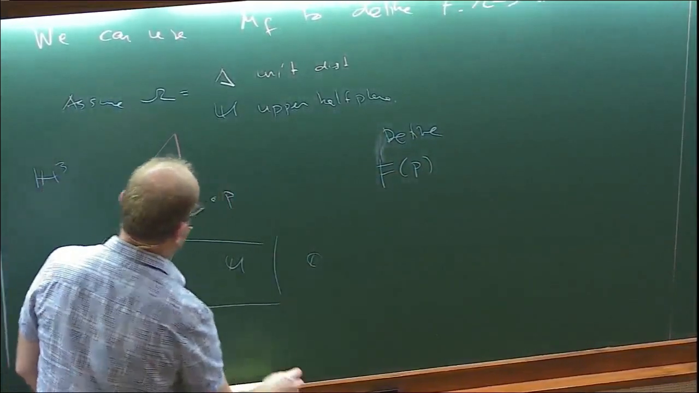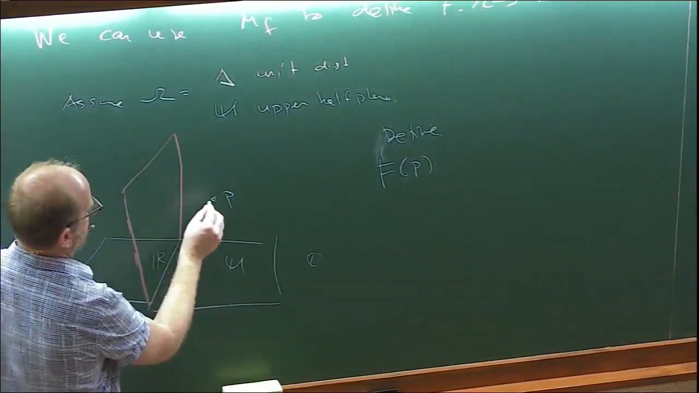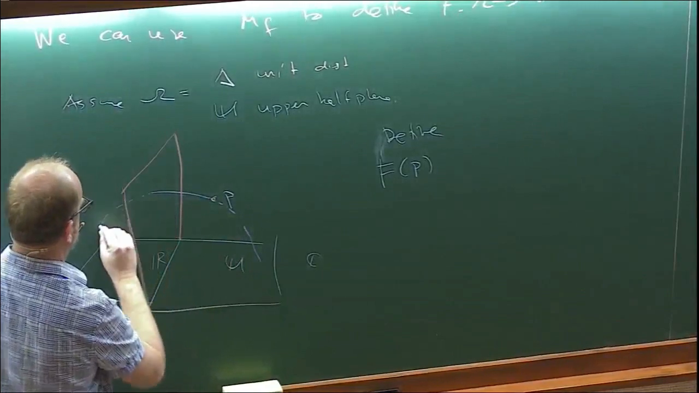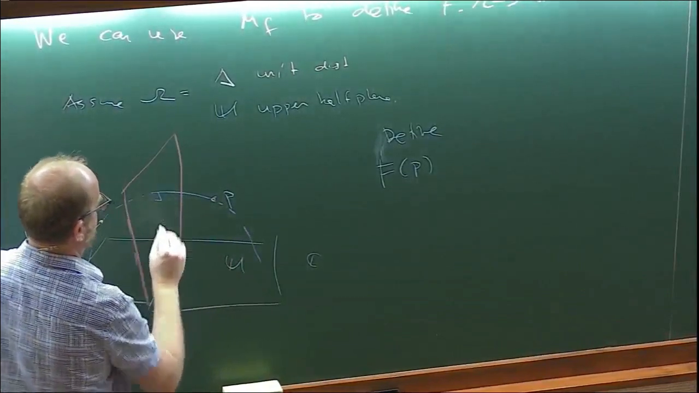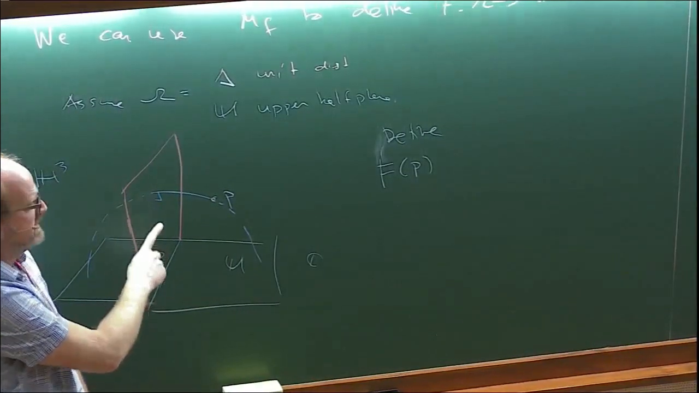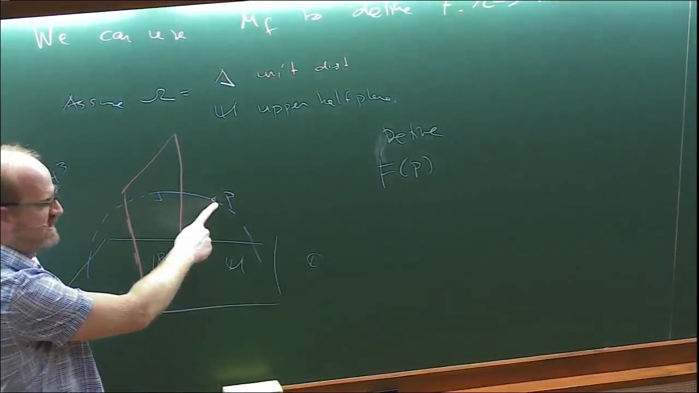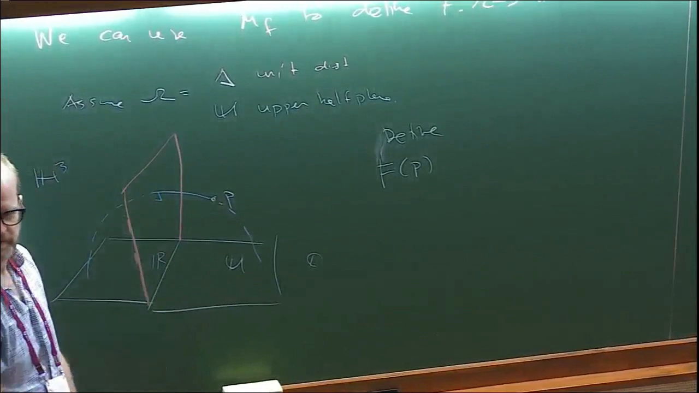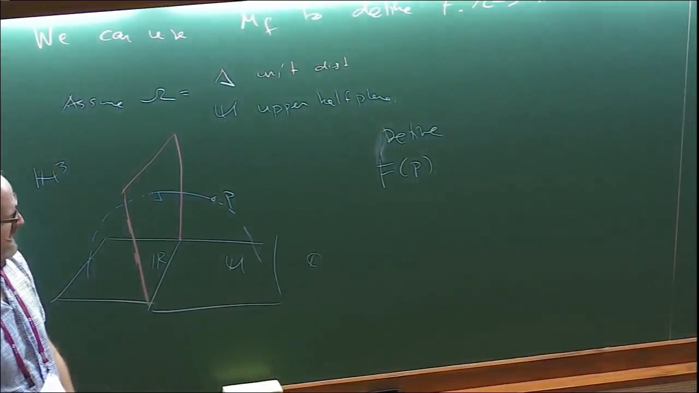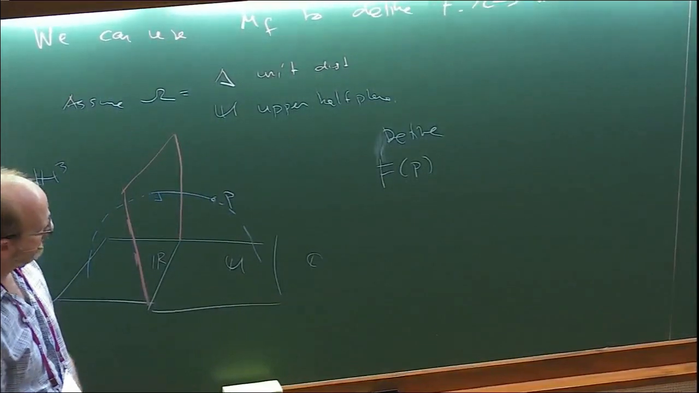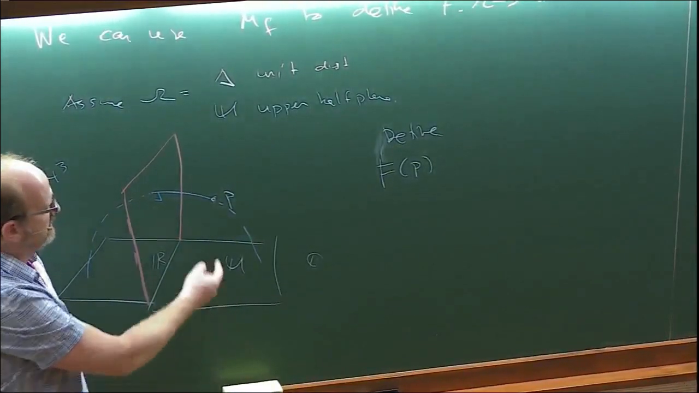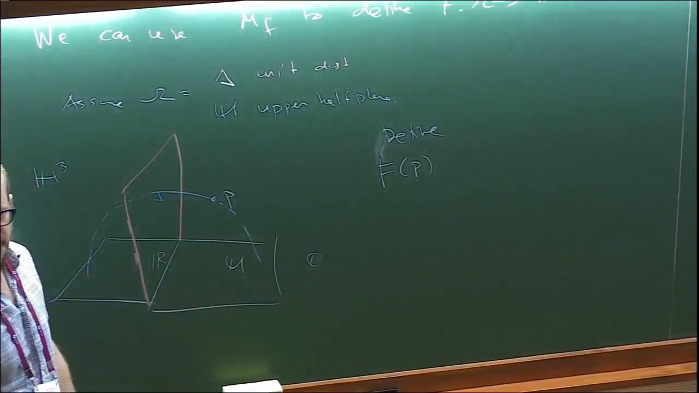So through the point P, I can find a unique geodesic in hyperbolic space that is orthogonal. There's a unique geodesic that goes through P and is orthogonal to this red plane. If you take any two-dimensional plane sitting in hyperbolic space and any point P, you can find a unique geodesic through that point that's orthogonal to the given plane.